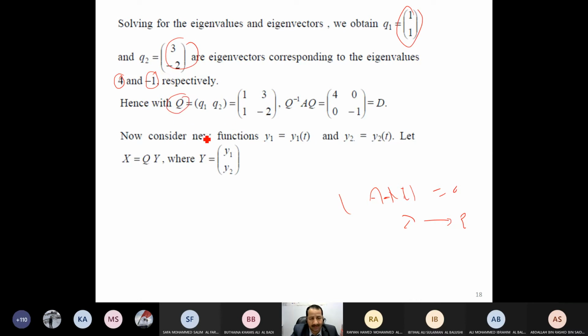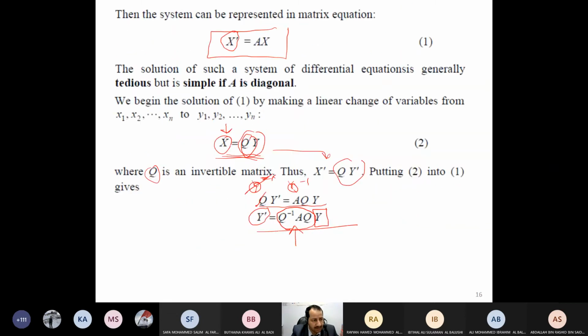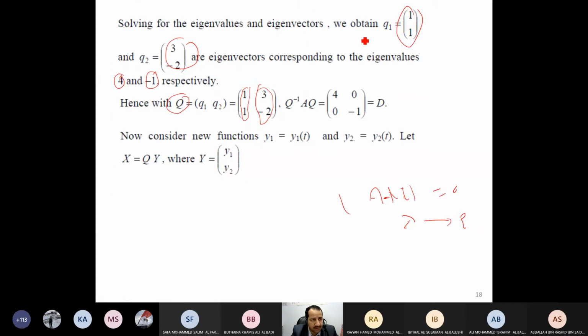Now I build my matrix Q, which represents the first eigenvector and the second eigenvector. So Q here, let me go back to the theorem. Q here, which is important to find. Q here is this matrix, the matrix constructed by eigenvectors. Okay. Since I got it, everything will be fine.